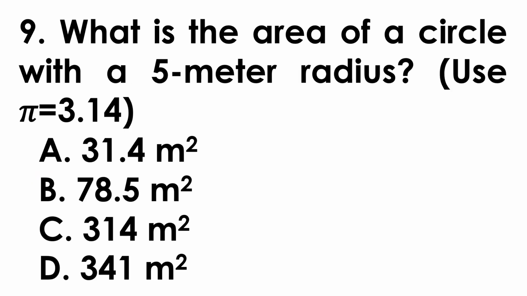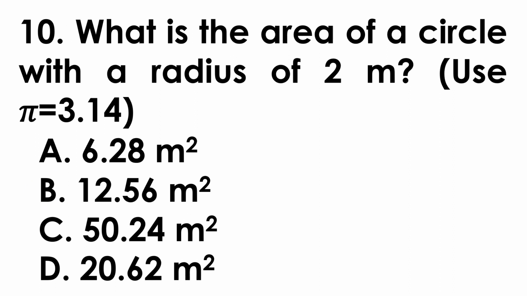9. What is the area of a circle with a 5-meter radius? So the value for pi that you are going to use is 3.14. A, 31.4 meters squared. B, 78.5 meters squared. C, 314 meters squared. D, 341 meters squared. So A is equal to pi times r squared. Substitute the value is equal to 3.14 times 5 meters squared. That will be 3.14 times 25 meters squared. The answer is letter B.